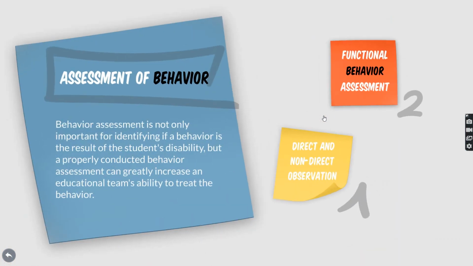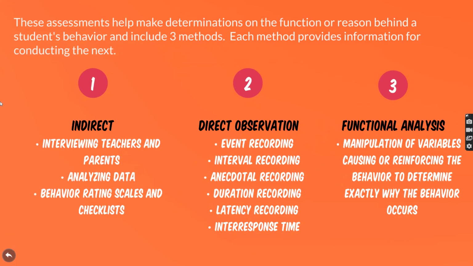Behavior assessment. Behavior assessment is not only important for identifying if a behavior is the result of a student's disability, but a properly conducted behavior assessment can greatly increase an educational team's ability to treat the behavior. Functional behavior assessments help make determinations on the functional reason behind a student's behavior and include three methods. Each method provides information for conducting the next.